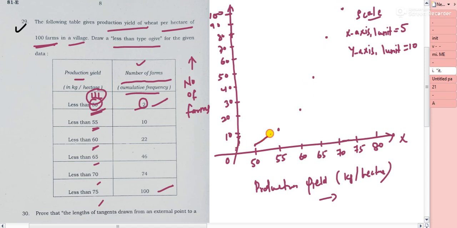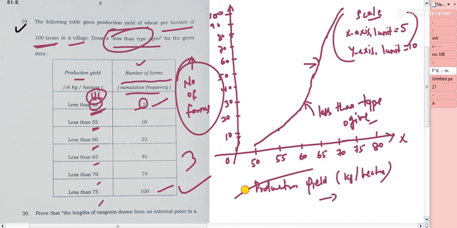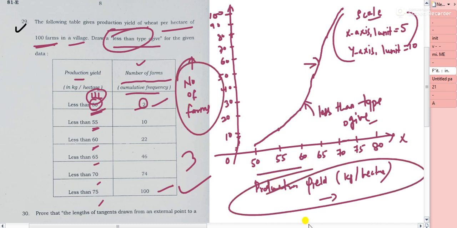Now in free hand you have to draw, don't use your scale. Use free hand and draw. So this is your what? Yes, it is a less than type ogive. Just write this, whatever they have given. If you write this much, you will get full 3 marks. This scale should be there, this line should be there, and these x-axis and y-axis values. It's very simple. You can easily score 3 out of 3 in this question. Got it? I hope it's clear.